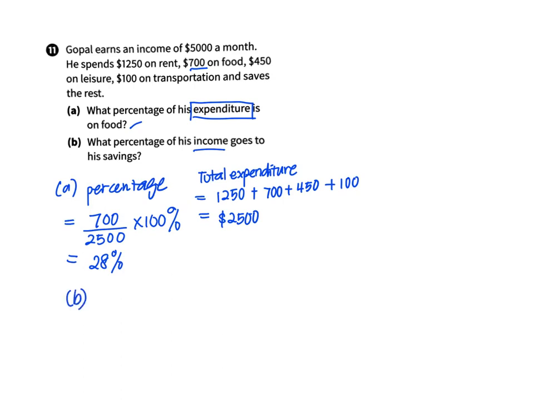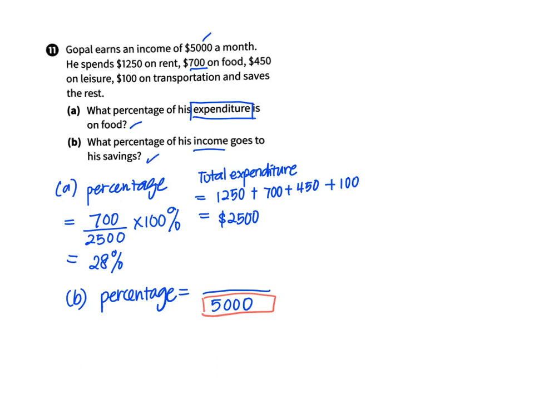Next question, what percentage of his income goes to savings? So part B, I'm going to find the percentage. I want to know what percentage of his income. So it's something of the income. So the denominator over here will be something out of the total income. What is his total income? His income is $5,000. Okay, now what do they want? He goes to savings, right?